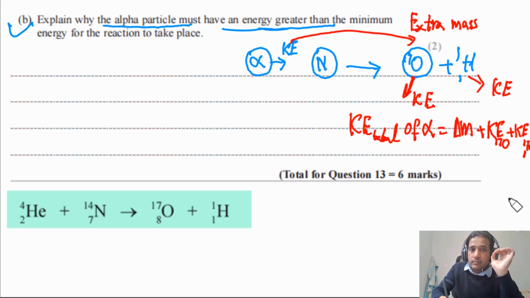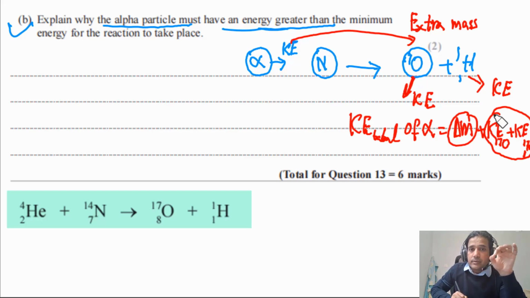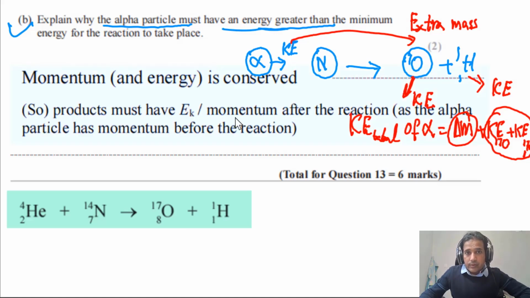So that's the reason the energy of the alpha particle has been converted into extra mass and into kinetic energy of the products. So its total energy must be greater than the minimum energy, because for any reaction to take place, momentum and energy must be conserved. The products must have momentum after the reaction, so they will be moving. It means the energy of the alpha particle should be equal to the kinetic energy of the products plus the extra mass. I hope this makes sense to you. So this is how you can write down your answer.